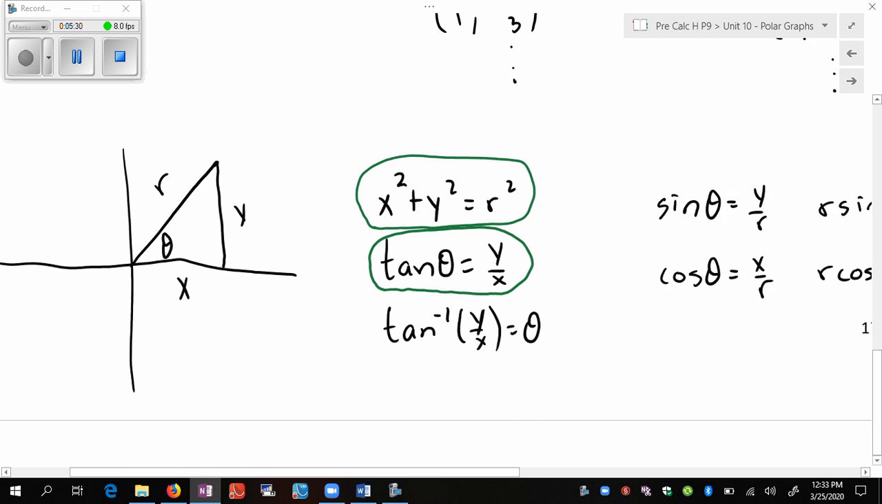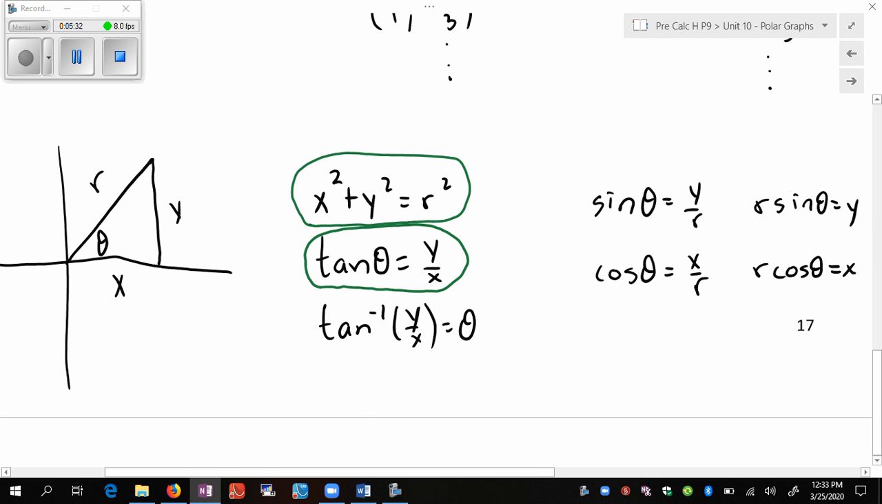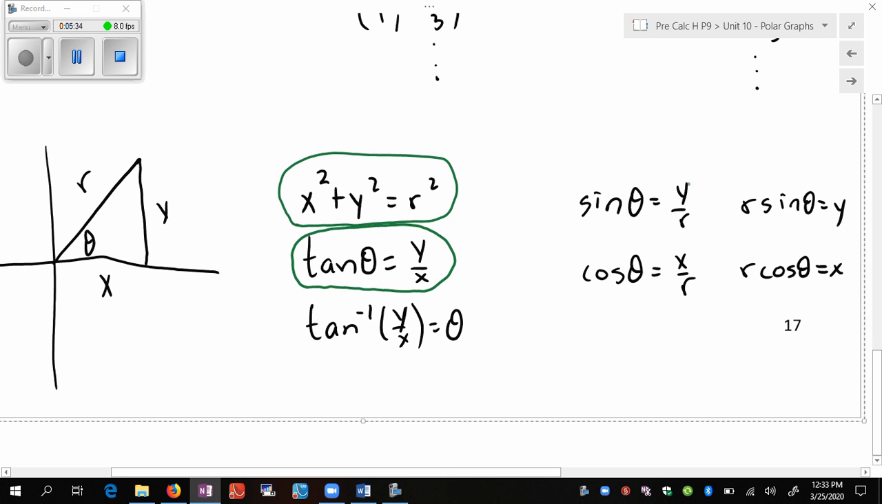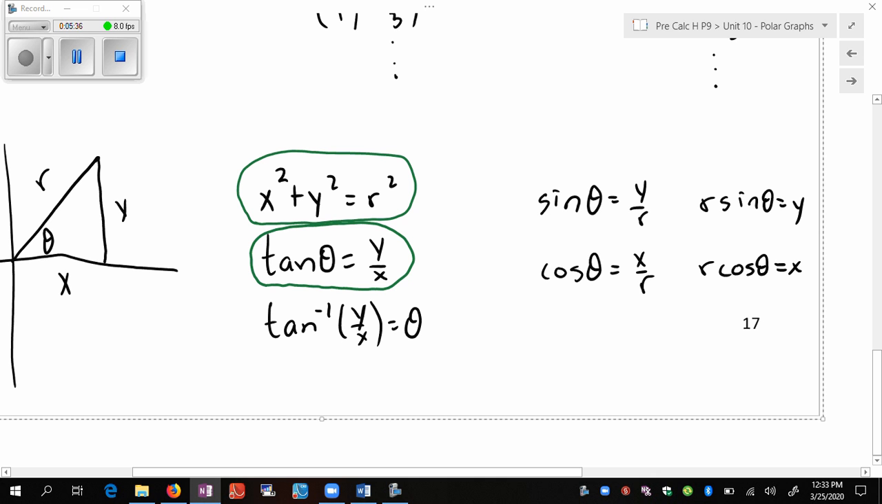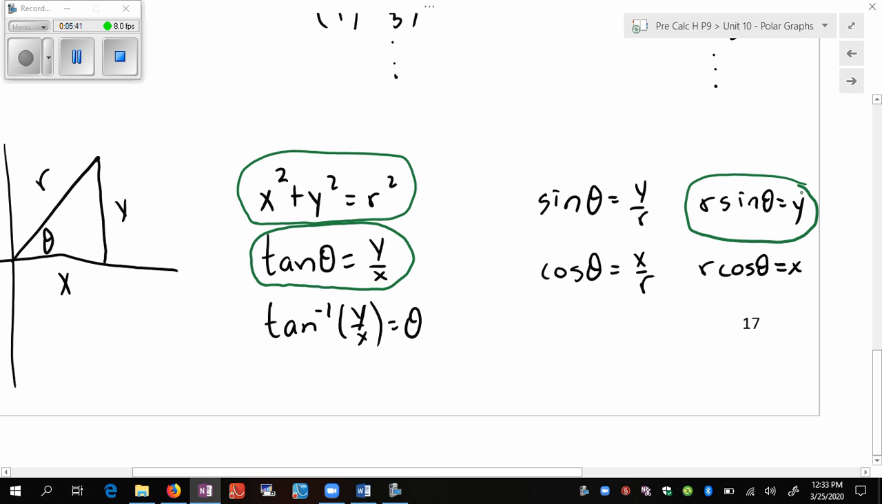Again, using SOHCAHTOA trig, I could have that the sine of theta is equal to the opposite over the hypotenuse, giving me y over r. And if I wanted to solve that specifically for y, I'd have y equals r sine theta. And same for cosine. Cosine is the adjacent over hypotenuse. And if I solve that specifically for x, I'd get x equals r cosine theta. I'll use these in the next video, though, to help us answer some conversion of equations. But for now, we'll just leave it at that.